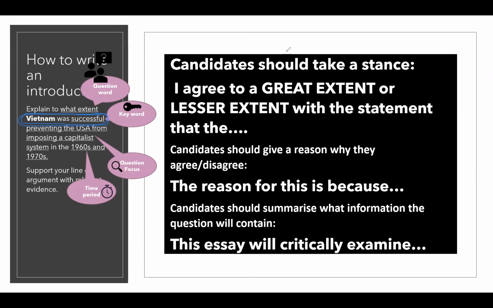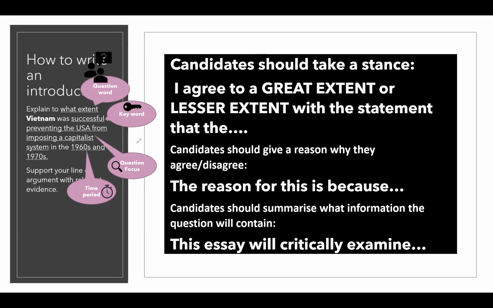Here, they don't necessarily want you to focus too much on the USA. They want you to speak about what Vietnam did, right? And to what extent can we say that Vietnam's strategies during the war were successful in preventing the USA from imposing a capitalist system? So it is a bit of a tricky question, but if you are alert, you pick it up and then you adapt your argument appropriately to that question.